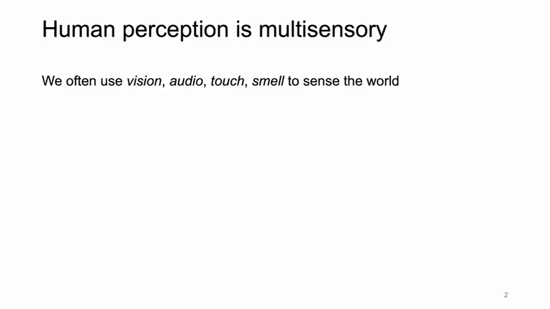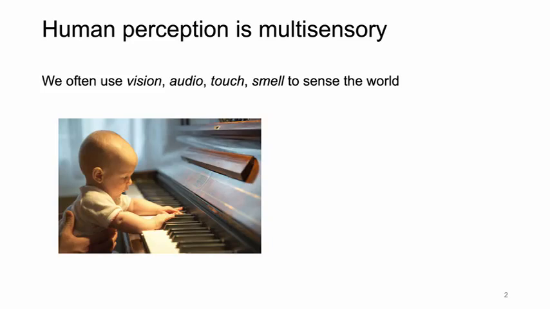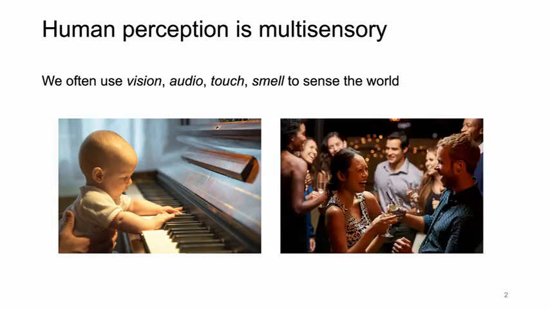As we all know, human perception is multisensory. We often use vision, audio, touch, and smell to sense the world. For example, when a baby plays with piano keys, they associate the key color with the sound it produces. Or when we have a conversation in a crowd, we not only hear other people's voices, but also see their lip movement. There is a rich and natural correspondence between visual and sound.